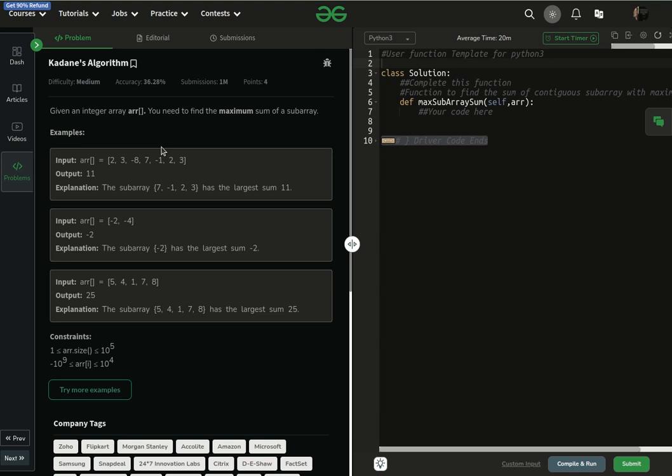Okay, so let's read the problem statement. We are given an array, and you need to find the maximum sum of a subarray. We have a given example input like 2 3 minus 8 7 minus 1 2 3. So if we calculate the maximum subarray, then we have to take the sum. It could have negative and positive values both, and we have to find the maximum subarray sum, not the maximum subarray. Okay, so don't be confused here.